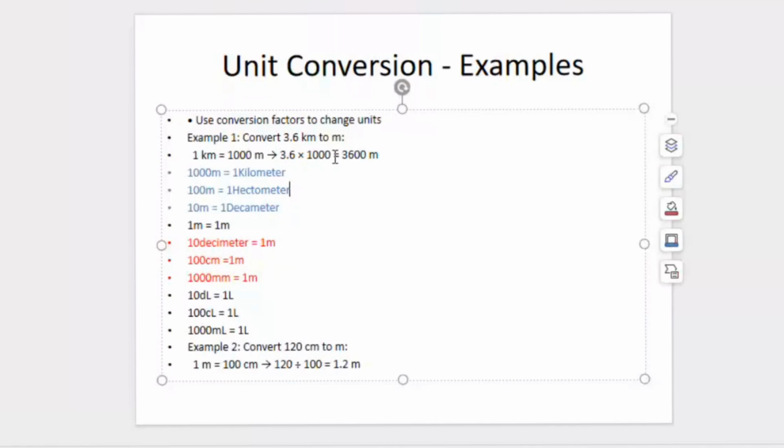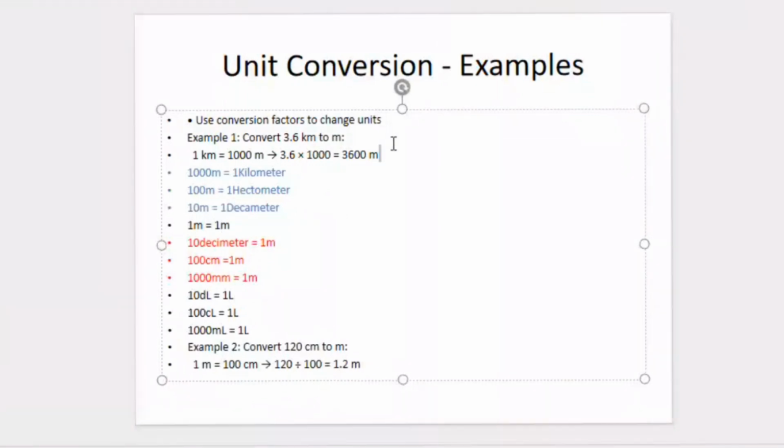So the idea is you check if you're moving from a bigger unit to a smaller unit. When you're moving from a bigger unit to a smaller unit, you multiply by the factor. That's the 1000. But when you're moving from meter to kilometer, that's from a smaller unit to a bigger unit, moving upwards, you would divide.